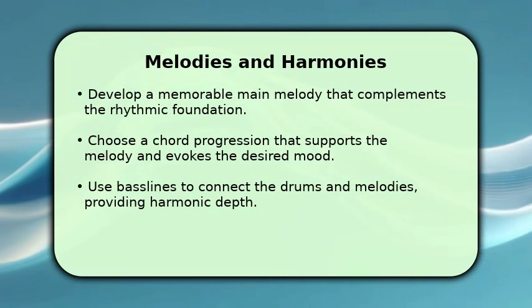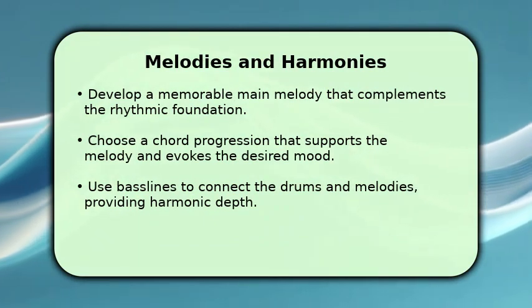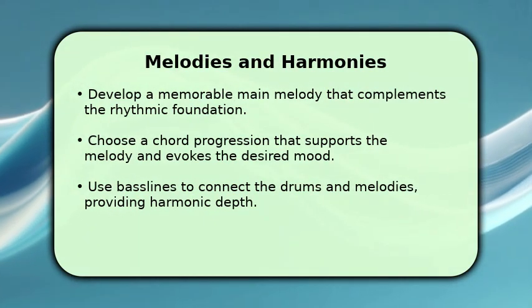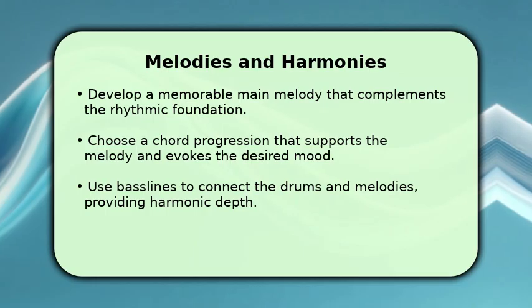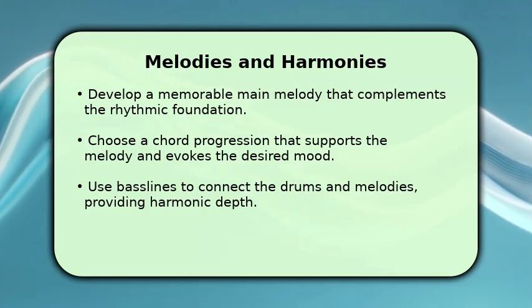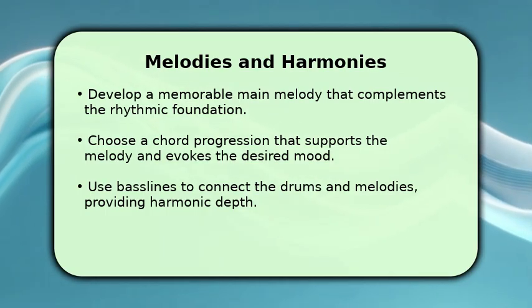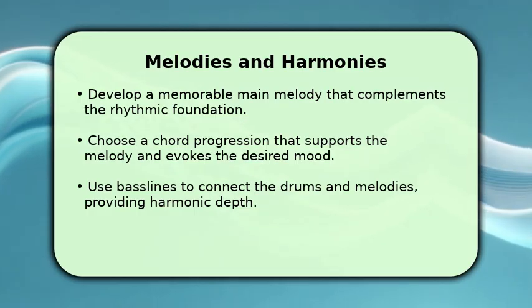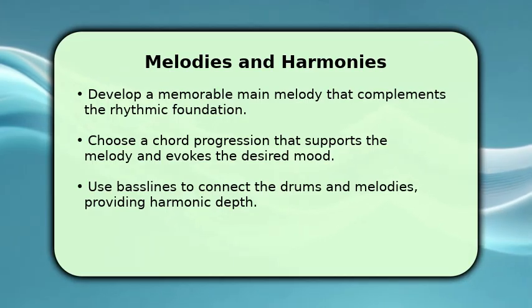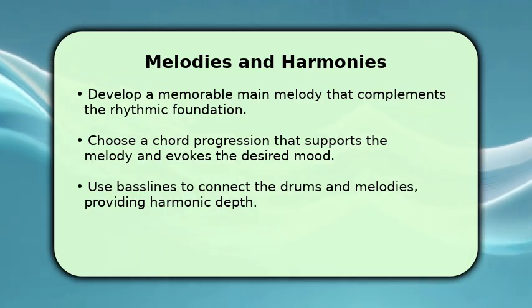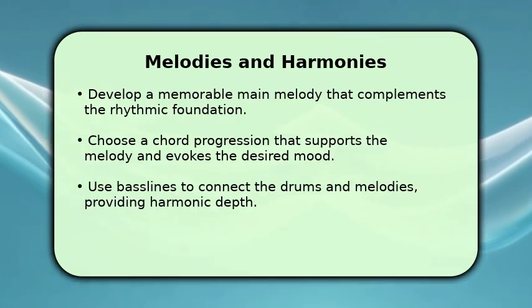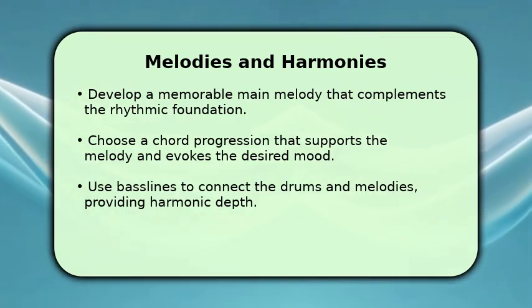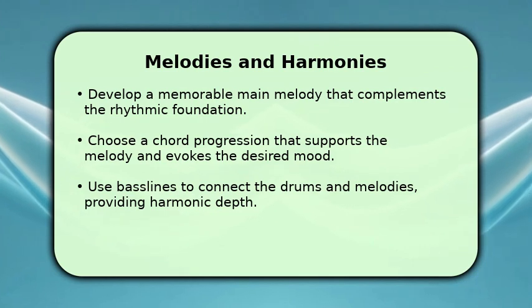With your rhythm established, let's move to the melodic and harmonic elements. Craft a main melody that is both catchy and fits the overall vibe of your track. Next, select a chord progression that supports this melody, enhancing the emotional landscape you're building. A simple 4-chord progression can be incredibly effective. Finally, create a bass line that not only provides a strong low end, but also bridges the gap between your drums and your melodic ideas, adding crucial harmonic depth.